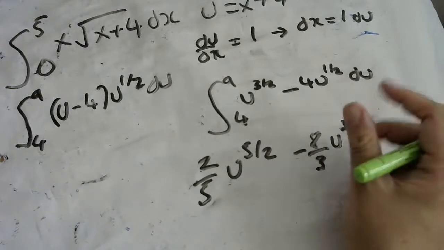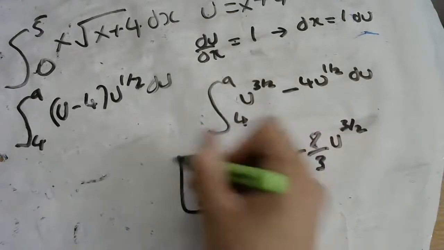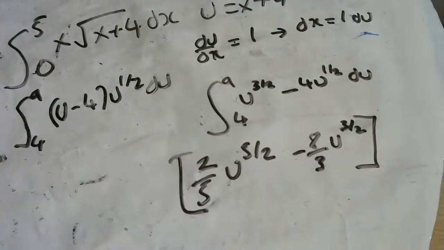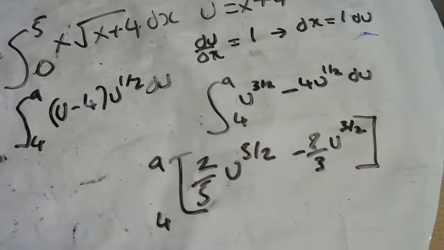Yeah, 2/3. Cool. No plus C. So that's the first thing to know about integrating with bounds: no plus C. And what you do is you just literally put 9 into this and then put 4 into this. All right. So I'm going to write it out here.